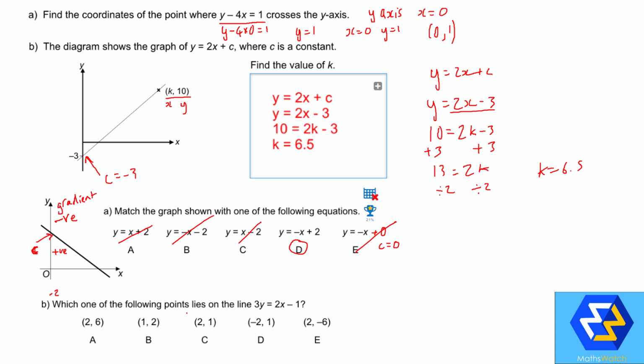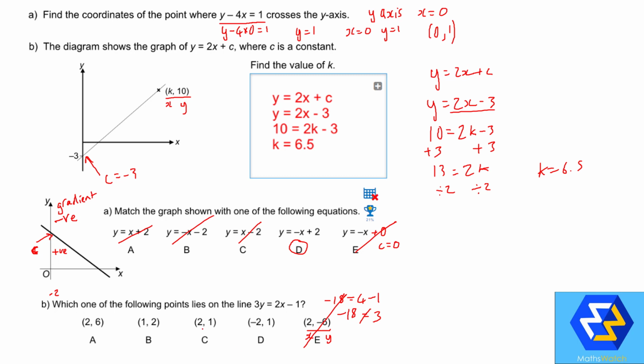So, now this final one is, we probably haven't had enough practice on this. Which one of the following points lie on the line 3y equals 2x minus 1? Well, if it lies on the line, that means this coordinate will fit that equation. So let's try that. That is x equals 2 here, y equals minus 6. So what is 3 times minus 6, that is minus 18, equals 2 times 2 is 4, minus 1, so minus 18 equals 3. Well, they don't equal, so that can't be on the line.